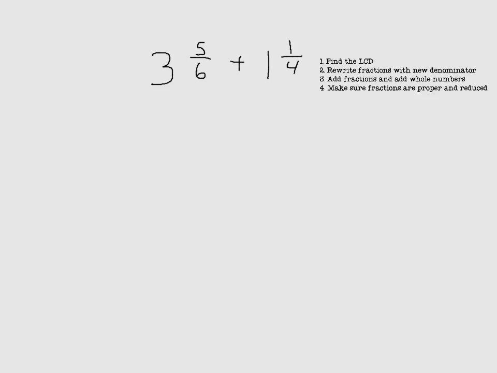Let's list our multiples of 4 and 6. So for 4, we have 4, 8, 12, 16, 20, and we could keep on going if we needed to. For 6, we've got 6, 12, 18, and I'm going to stop because I see that they both have 12 in common. So that's going to be our lowest common denominator. So now we want to rewrite our fractions with the new denominators.